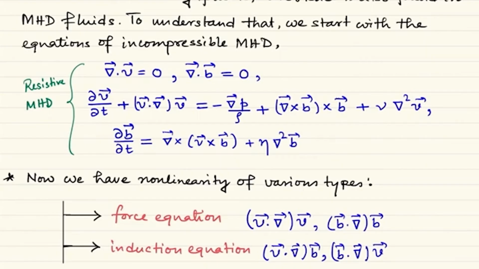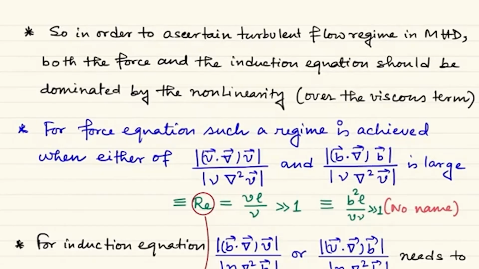Actually, V dot nabla B and B dot nabla V are both nonlinear terms in that sense, because in V you have B and in B you have V. So we now have all these types of nonlinear terms, and we know that to ascertain a turbulent flow regime in an MHD fluid, both the force equation and the induction equation must be dominated by the nonlinearity. That is the necessary condition: every equation should be dominated by the nonlinearity.